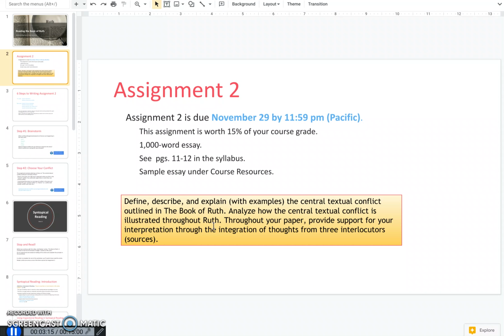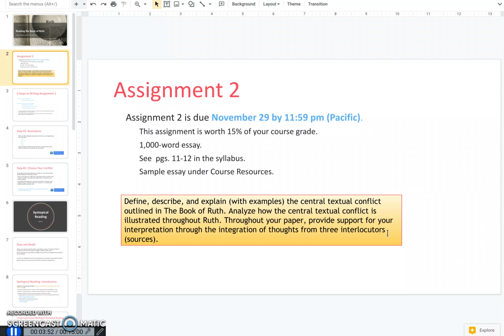So a quick reminder, for assignment 2, you're to define, describe, and explain with examples the central textual conflict outlined in the book of Ruth. And when you're analyzing this conflict, you're supposed to pull examples from the book of Ruth. That's what illustrated throughout Ruth means right here. And you're also to pull in support from other sources. That's what the 3 interlocutors are. Okay, so last week you read Bayless's article. This week you're going to read another article by Raskus on the book of Ruth, and also you're going to be asked to find your own source on the book of Ruth.